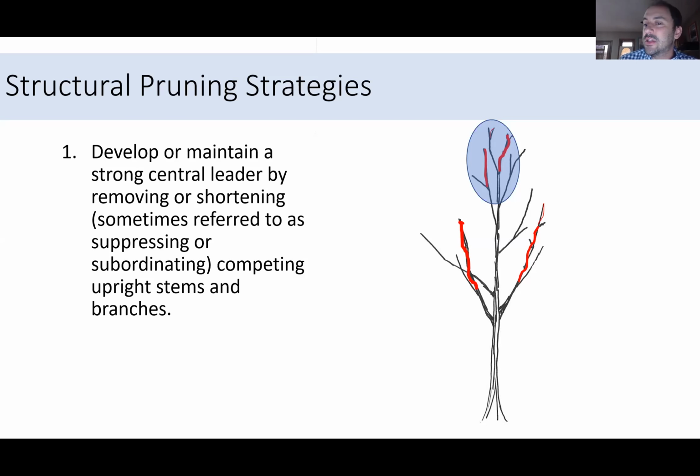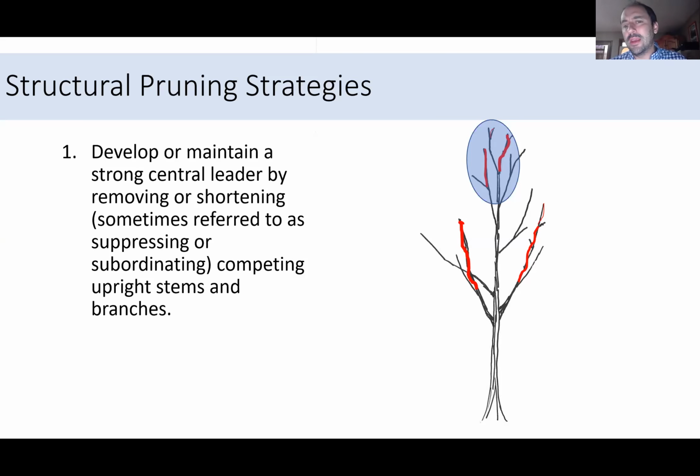And because those aren't going to get so large, we don't care as much about the structure, and we just let them have the structure they're going to have. We still might do some pruning, like I said, to keep lateral branches small and maybe try to space them a bit. But because they're never going to get as large as a shade tree, we don't care as much.